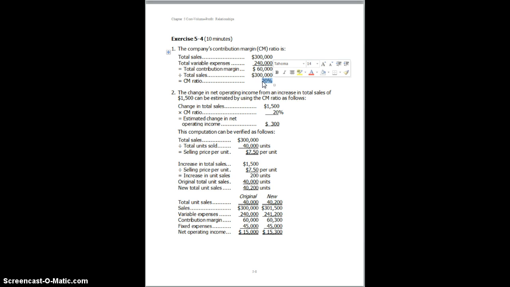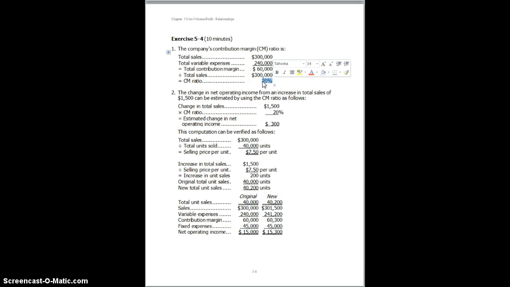Part 2 of this problem asks us to estimate the change in the company's net operating income if it were to increase its total sales by $1,500. The simple way to do this problem would be to take the change in total sales of $1,500 multiplied by the contribution margin ratio of 20%, and we would figure out that the change in net operating income would be $300. In other words, because of an increase in sales revenue of $1,500, our net operating income would increase by $300. You can take it a little further if you wanted to.